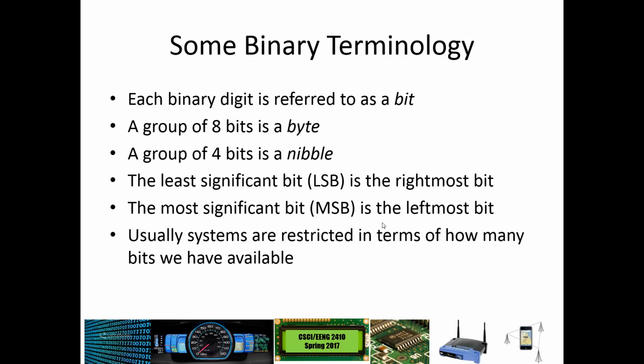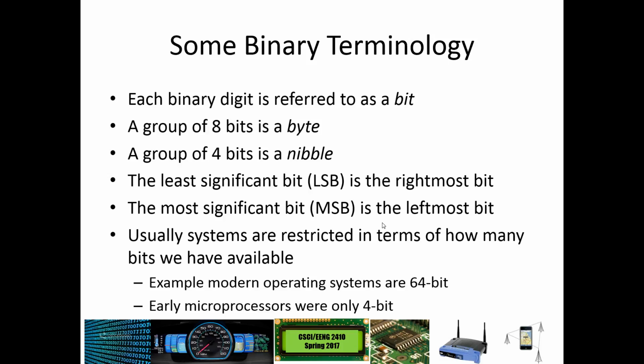And usually our systems are restricted in terms of how many bits we have available, and that's usually governed by the architecture of our system or what our software can handle. And so most digital systems are either 8, 16, 32, or 64 bits. And so that tells us how large a number we can represent with that particular number of bits. So modern operating systems happen to be 64-bit, and early microprocessors were only 4-bit. So we've advanced quite a bit in terms of the values that we can represent, in terms of the number of addresses in memory that we can write to and read from, and we'll talk a good bit more about that later.